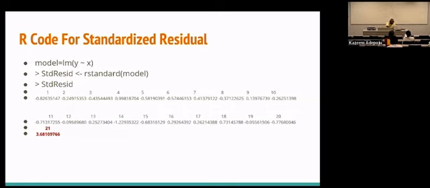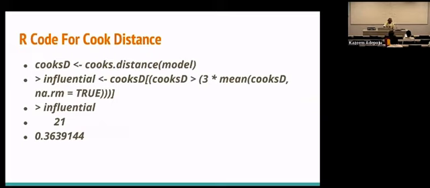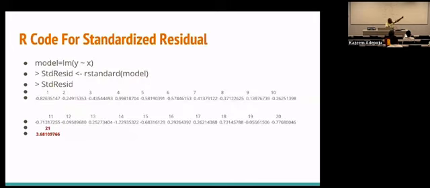Now I decided to go for Cook's distance. This is the code for Cook's distance. It's going to be cooks.distance of model. Where do I get model? Look at the model. The model is equal to lm. If I want to fit a linear regression, it's going to be model equal lm of Y on X. I told you, you write the dependent variable first before the independent. Take a look at that.